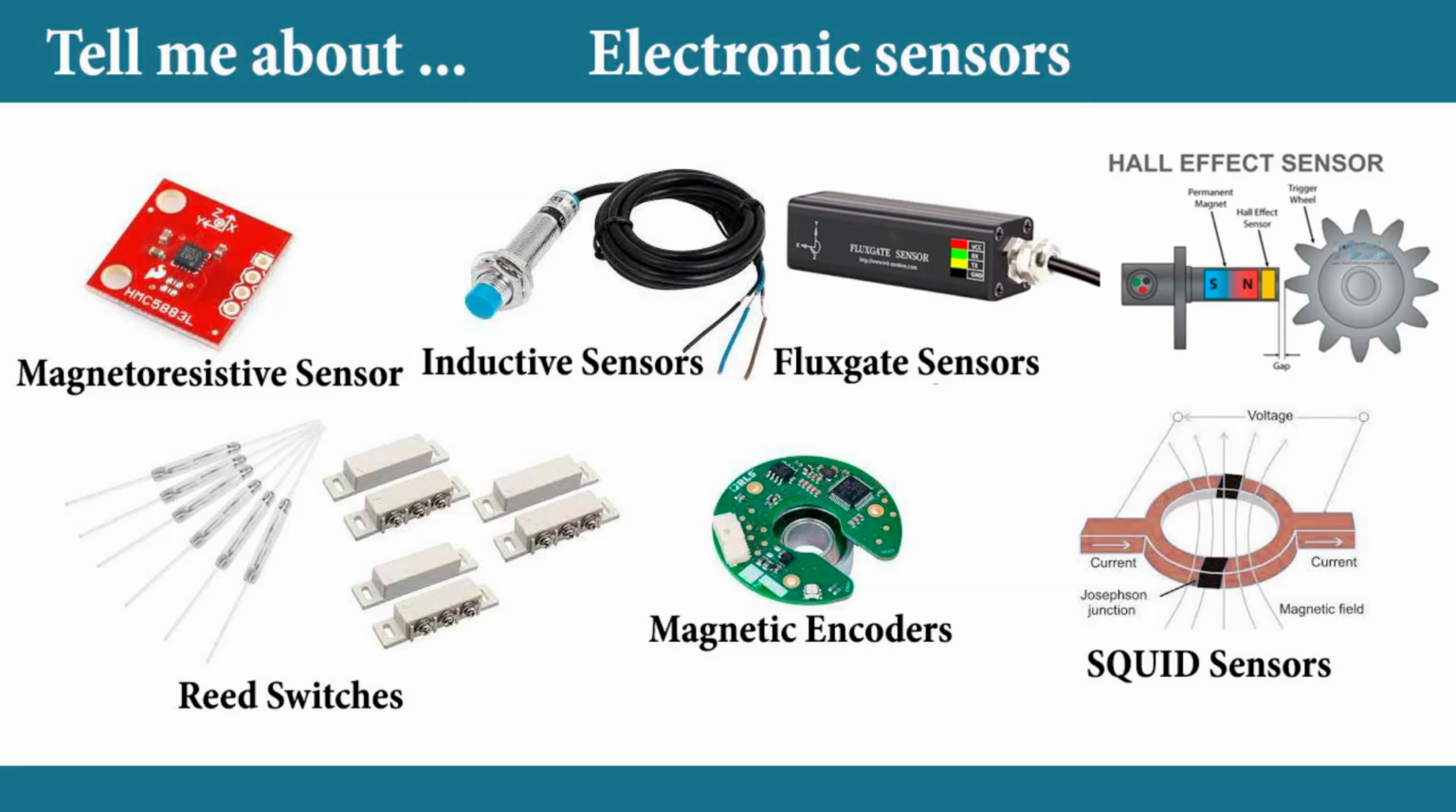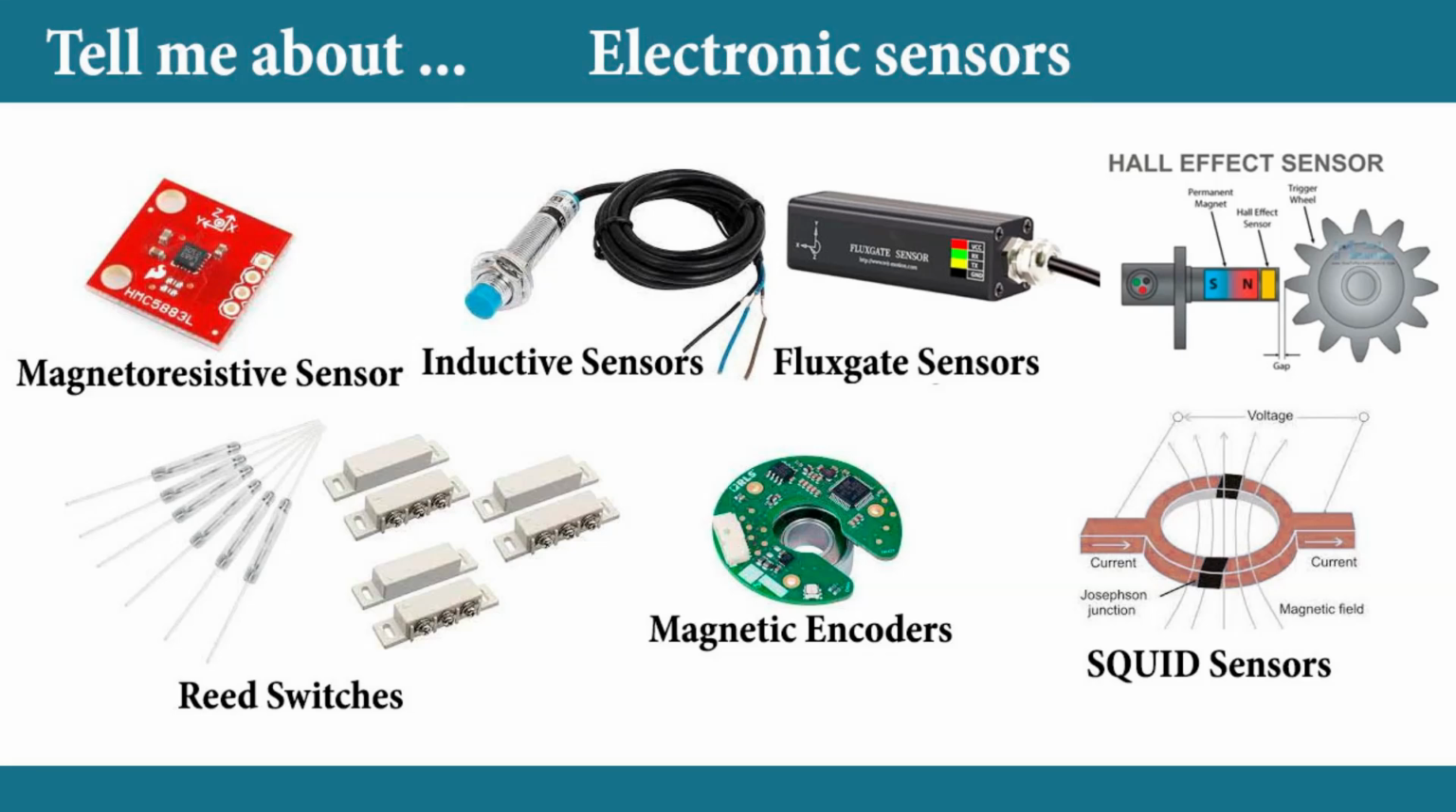Flux gate sensors use a core material that becomes magnetized when exposed to an external magnetic field. They detect changes in the Earth's magnetic field and are highly sensitive to small magnetic fields. Magnetic encoders use a rotating or linear magnetic field and a sensor array to determine position and speed. They provide digital or analog output signals based on the magnetic field's position.